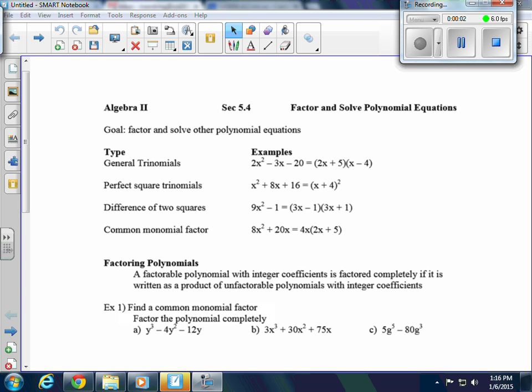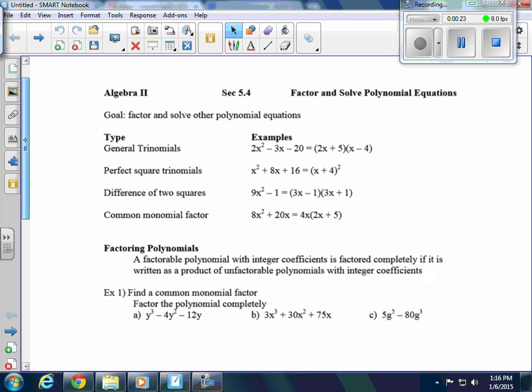Today we're going to be looking at section 5.4, which is on factoring and solving polynomial equations. And our goal is simply to do that, to factor and solve other types of polynomial equations. So far, we're going to look at a quick review of some of the types of polynomials that we've tried to factor, and some of the quadratics, more specifically.